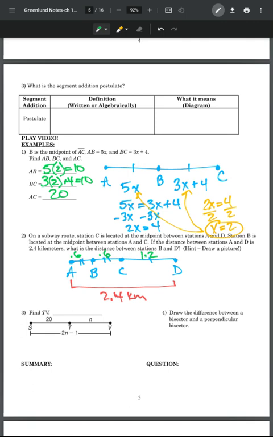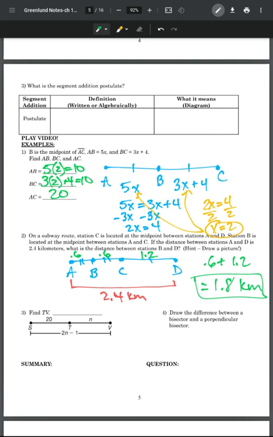So if we know all of the distances here, which is what you want to do to tackle these questions, now we can go ahead and see what they're asking for. So what is the distance between stations B and D? So if we look, B to C is 0.6, so I can go ahead and put that here. And from C to D, it's 1.2. So if we add 0.6 plus 1.2, we get 1.8 kilometers. And that's what we're looking for.